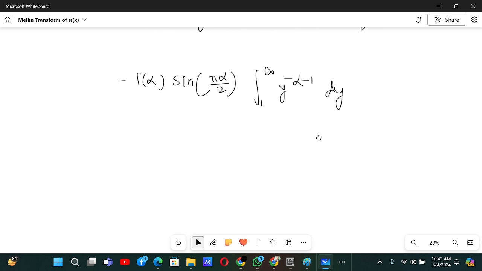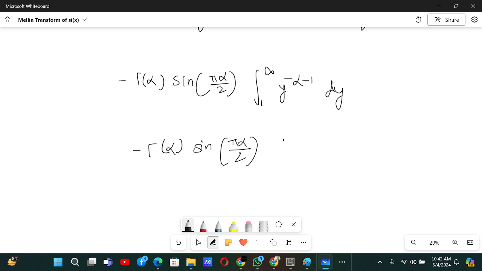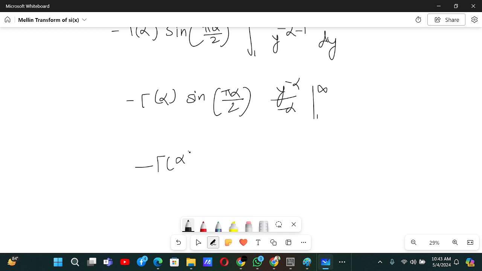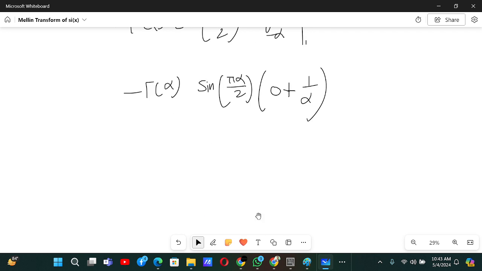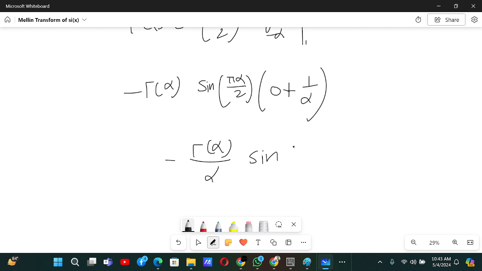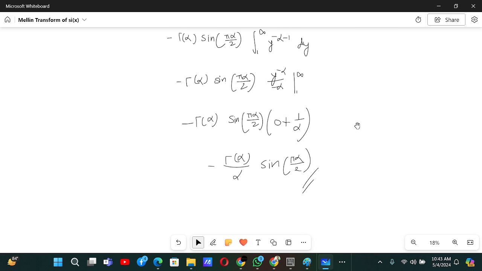Now let us take its integral, and then we get minus gamma of alpha sine of pi alpha by 2. Over here it's y to the power minus alpha by minus alpha from 1 to infinity. And then we get minus gamma of alpha sine of pi alpha by 2, and this is 0 plus 1 by alpha. So now finally we get the answer. The answer is minus gamma alpha by alpha sine of pi alpha by 2. So this is the Mellin transform of the small si of x function.